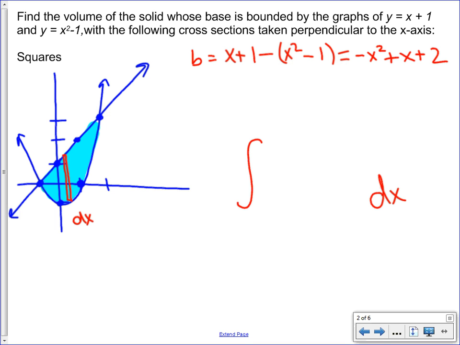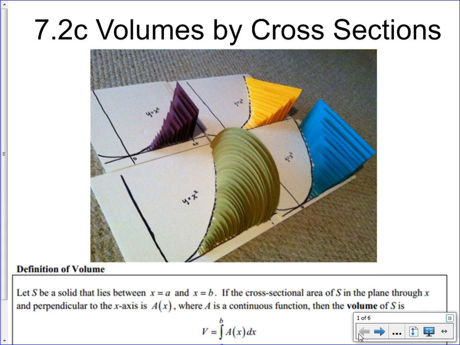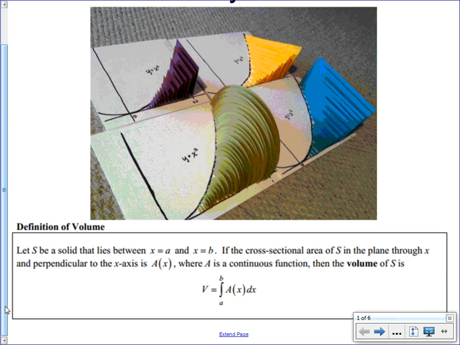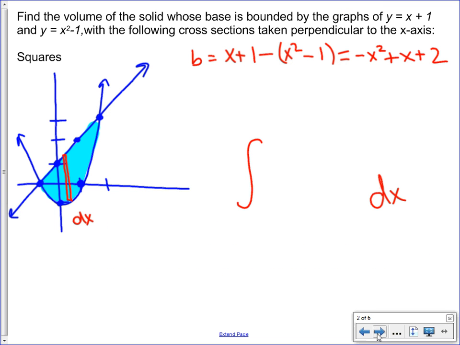Wouldn't you want to find the area, top minus bottom, and then multiply? What this formula means is that you're finding the area of the square or the semicircle or whatever your cross section is. This is the area of the cross section times the thickness. So we need to find the area of each one of these squares and add up all of those squares.